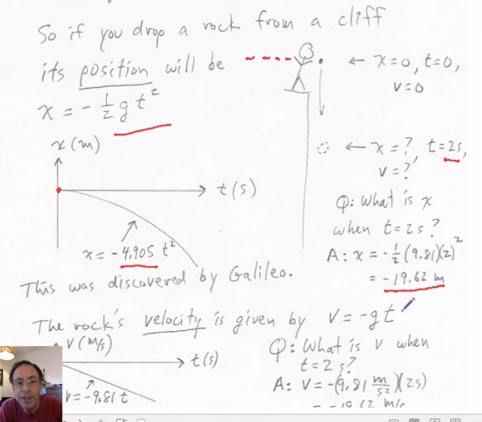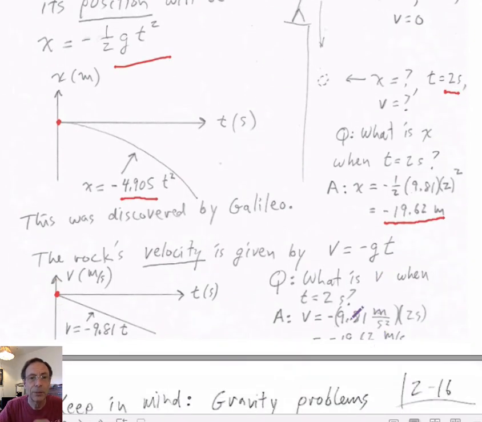What about the velocity at 2 seconds? So we plug into this formula here, and so we have minus 9.81 meters per second squared times 2 seconds, which gives, it's a little bit cut off, negative 19.62. I think that's what it should be here, 19.62. And the units will be meters per second.